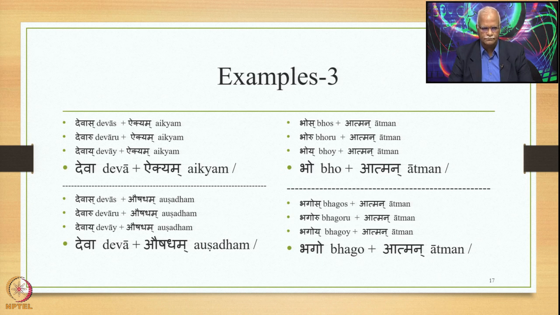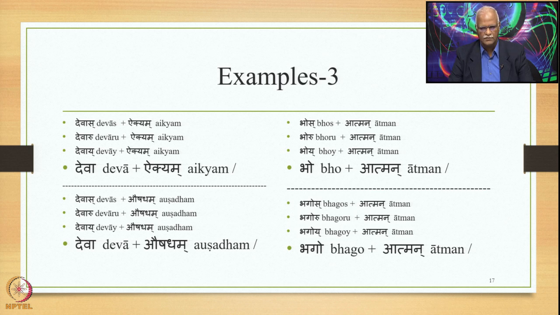Then deva plus aikyam. So devas is the basic input, devas plus aikyam. Sa gets substituted by ru by sasajusho ruhu 8266. Then ru gets substituted by ya by bhobhagovho apurvasya yoshi 8317. And then this ya gets deleted optionally by lopashakalyasya 8319. So we get deva plus aikyam with ya deleted, or devay aikyam with ya retained. Similarly, devas plus aushadham. Sa is substituted by ru, ru by ya, and then ya gets optionally deleted. So we get deva plus aushadham optionally.